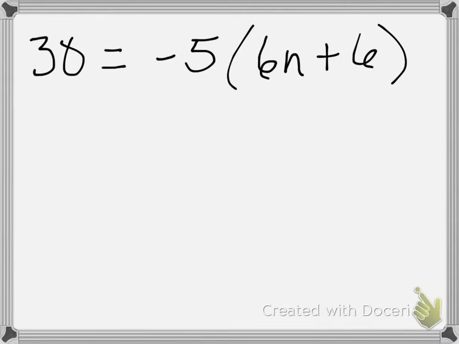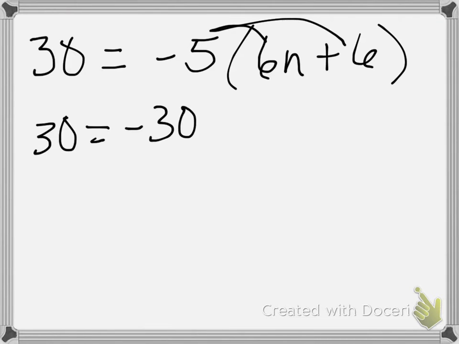Okay, the next one I'm going to look at does have parentheses, so I do have to take care of those. We have 30 equals negative 5, parentheses, 6n plus 6. So what I'm going to do here is take my negative 5 and distribute it out, multiplying it by everything in the parentheses. So I end up with 30 equals negative 30n plus negative 30.